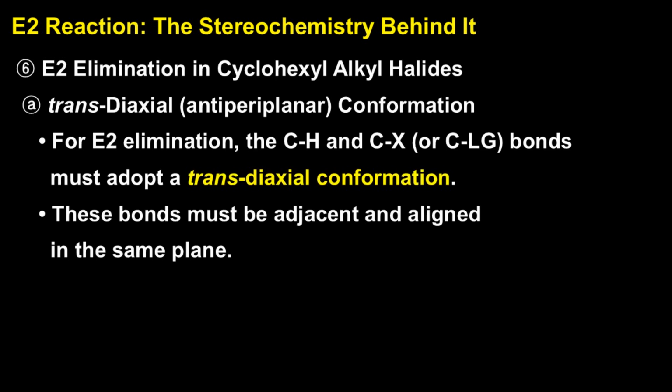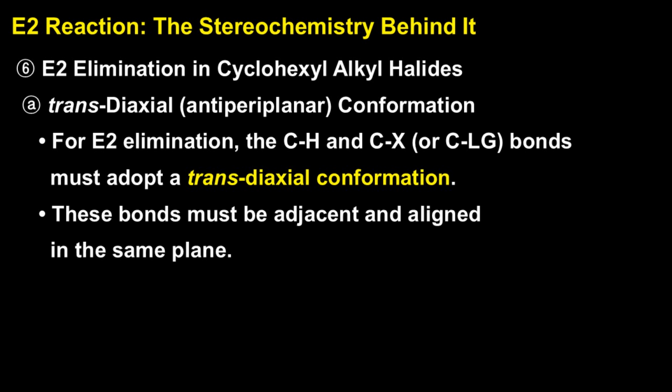Let's talk about how E2 eliminations work in cyclohexane rings, where the molecule's conformation plays a major role in whether the reaction can actually happen. For E2 to occur, the beta hydrogen and the leaving group need to be anti-periplanar. In cyclohexane, that means they both have to be in axial positions, on opposite sides of the ring. This is known as the trans-diaxial rule.